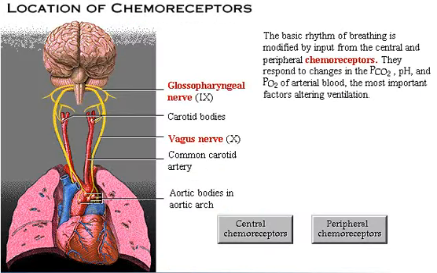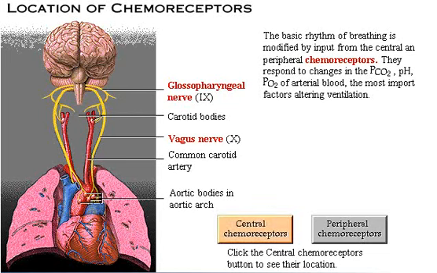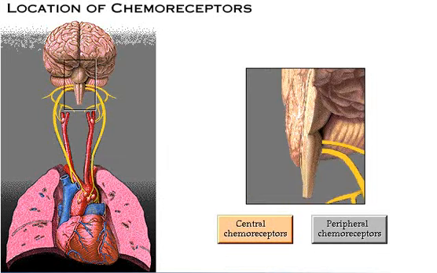Although the basic rhythm of breathing is established by the respiratory centers, it is modified by input from the central and peripheral chemoreceptors. They respond to changes in the PCO2, pH, and PO2 of arterial blood, which are the most important factors that alter ventilation. Click the central chemoreceptors button to see their location.